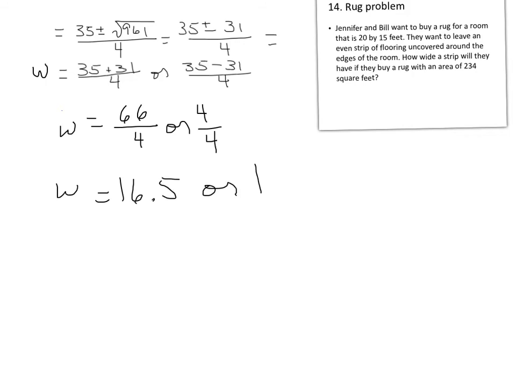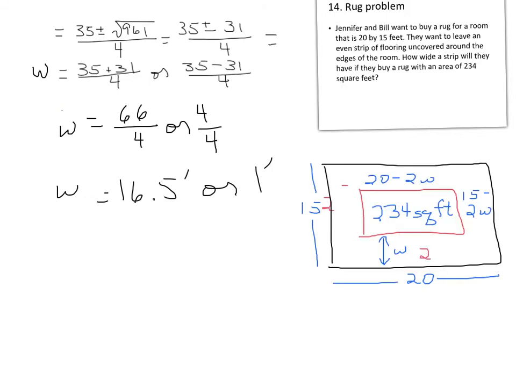So W is either 16.5 feet or 1 foot. Okay, so we go back to our original picture, and in the middle we have the 234 square foot rug, and it is 20 minus 2W long and 15 minus 2W wide. Now if W equals 16.5, the width of that rug would be a negative number, 15 minus 16.5. And we know that that is impossible, so we can go ahead and discard the 16.5 length, and that tells us that W equals 1 foot.